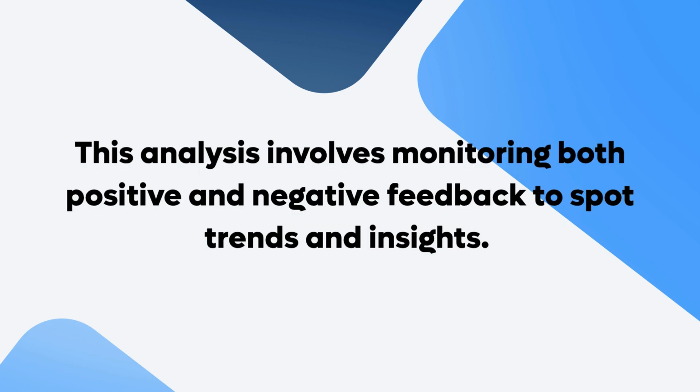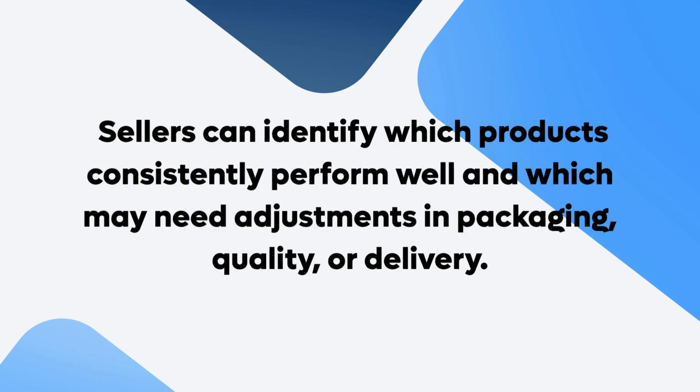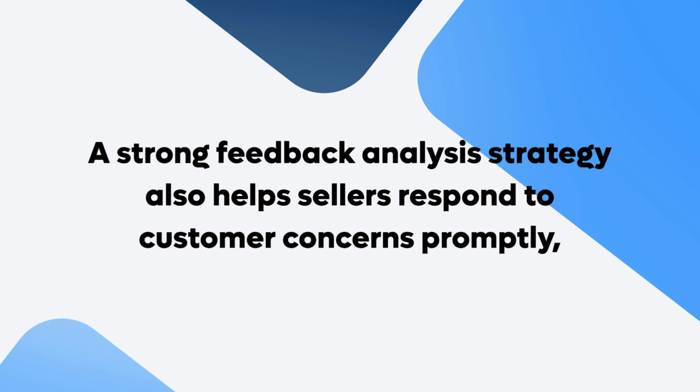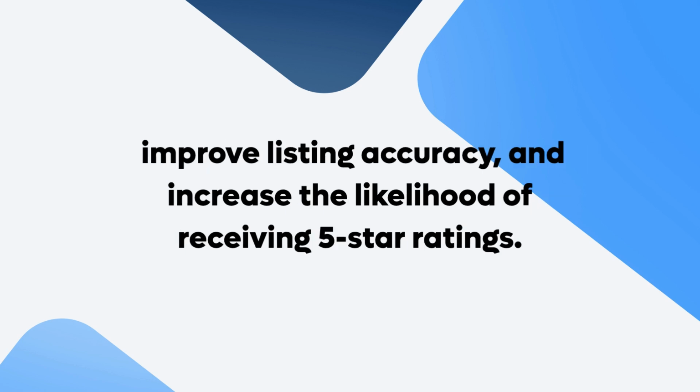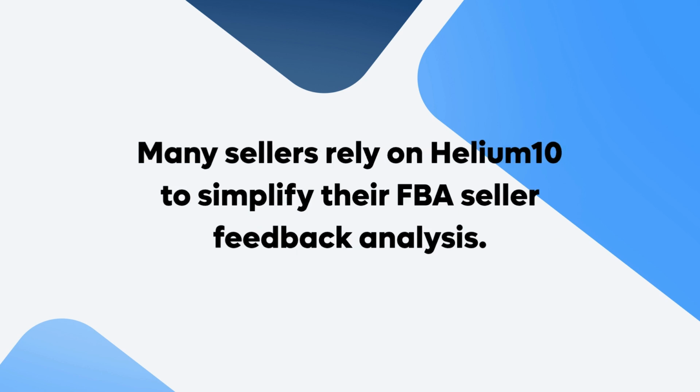This analysis involves monitoring both positive and negative feedback to spot trends and insights. Sellers can identify which products consistently perform well and which may need adjustments in packaging, quality, or delivery. A strong feedback analysis strategy also helps sellers respond to customer concerns promptly, improve listing accuracy, and increase the likelihood of receiving 5-star ratings. Many sellers rely on Helium 10 to simplify their FBA seller feedback analysis.